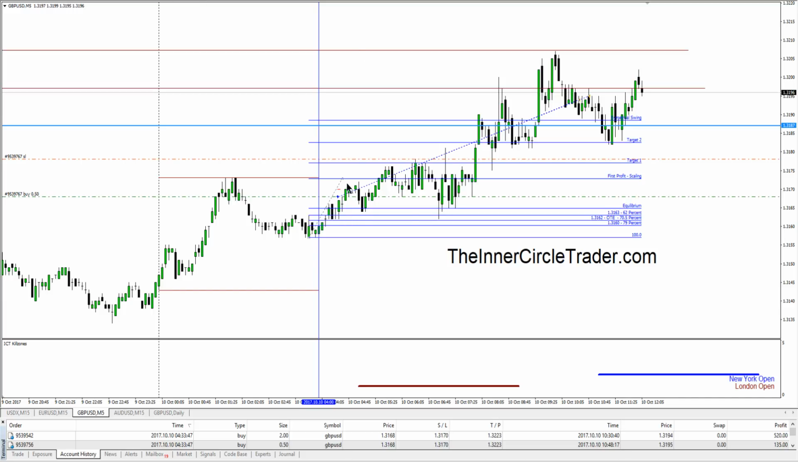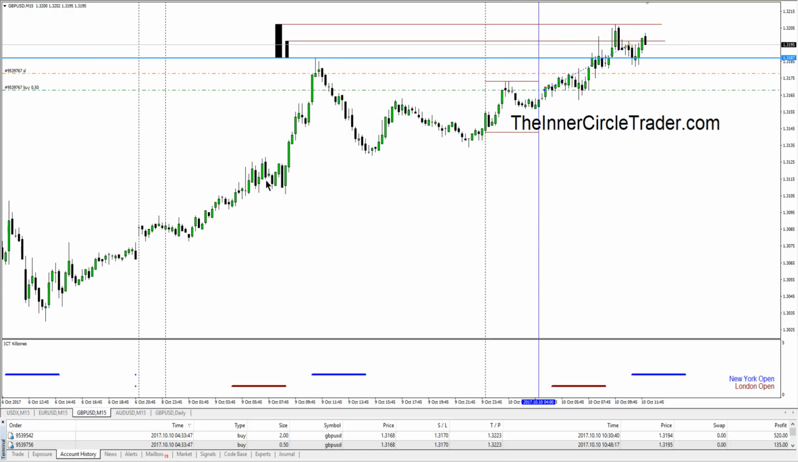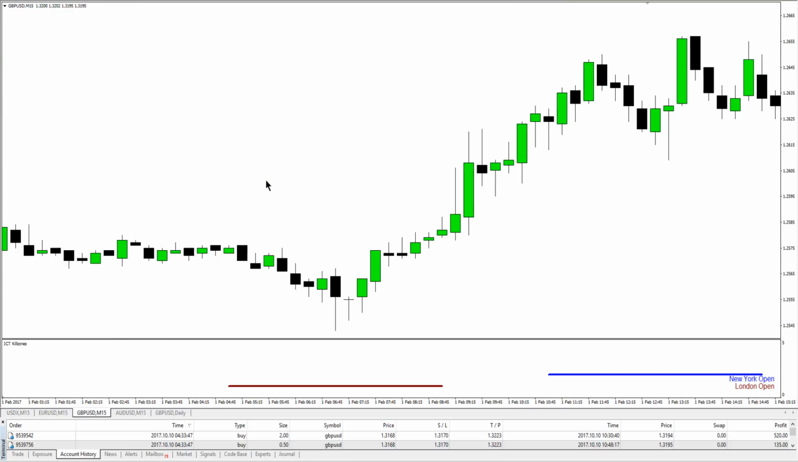This is on a 5-minute basis. We're going to drop back out to a 15-minute basis. This is what I would use for my optimal trade entry projections. And zoom in one more time.